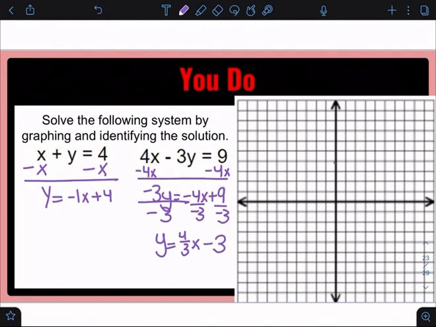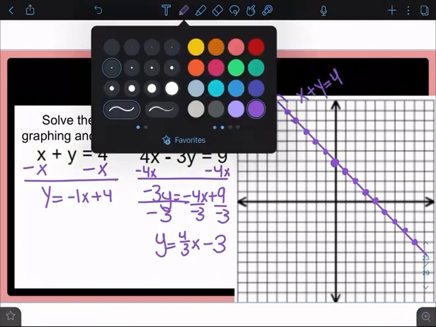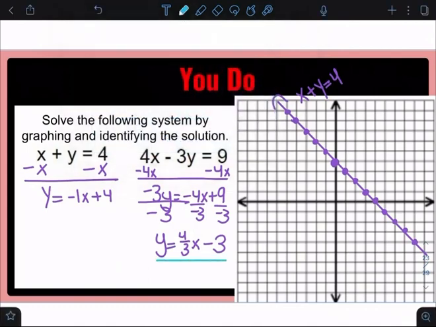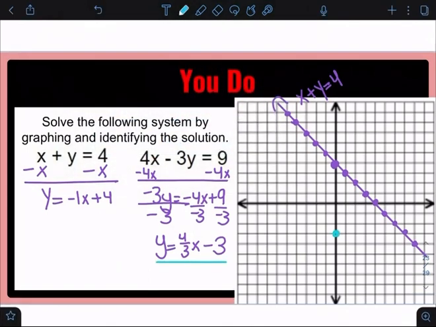All right, let's graph the first one. Our y-intercept is 4, so go up to 4, and then we're just going down 1, right 1, down 1, right 1. When you label it, you want to label it with whatever the original equation was, because you know that equation is right, so label it with the original one. And let's try this one. Down 3, put a point, and then up 4, to the right 3, up 4, to the right 3.